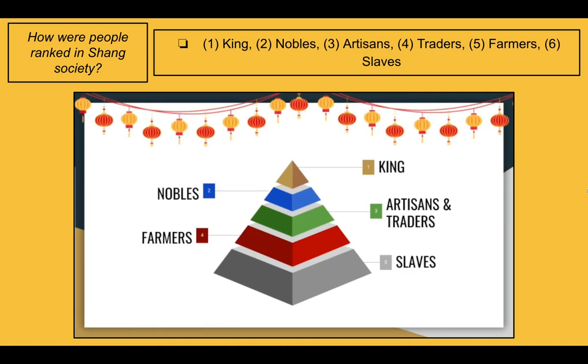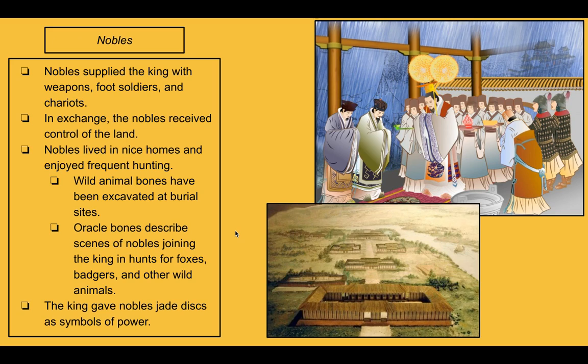How are people ranked in Shang society? So at the top, obviously, would be the king, top of the pyramid. Below that, nobles. And then below that, artisans and traders are kind of lumped together in a lot of ways, between the nobles and the farmers. So below the artisans and traders, you've got farmers, and then on the bottom, slaves. By far the biggest group, well, we'll talk about that.